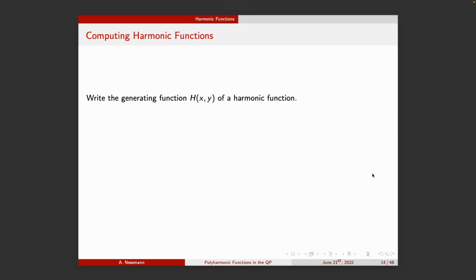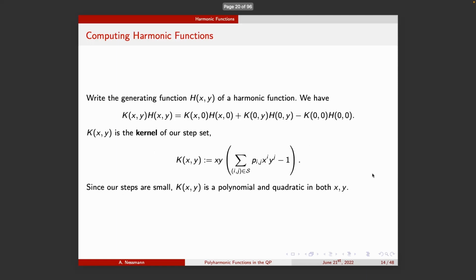So, how does one compute harmonic functions? The principal strategy is that one goes from the harmonic function to its generating function. And I will probably be fairly imprecise and say harmonic function instead of generating function of a harmonic function. If at any point it's not clear what I mean, then just let me know. And the reason we transition to the generating function is just the following functional equation.